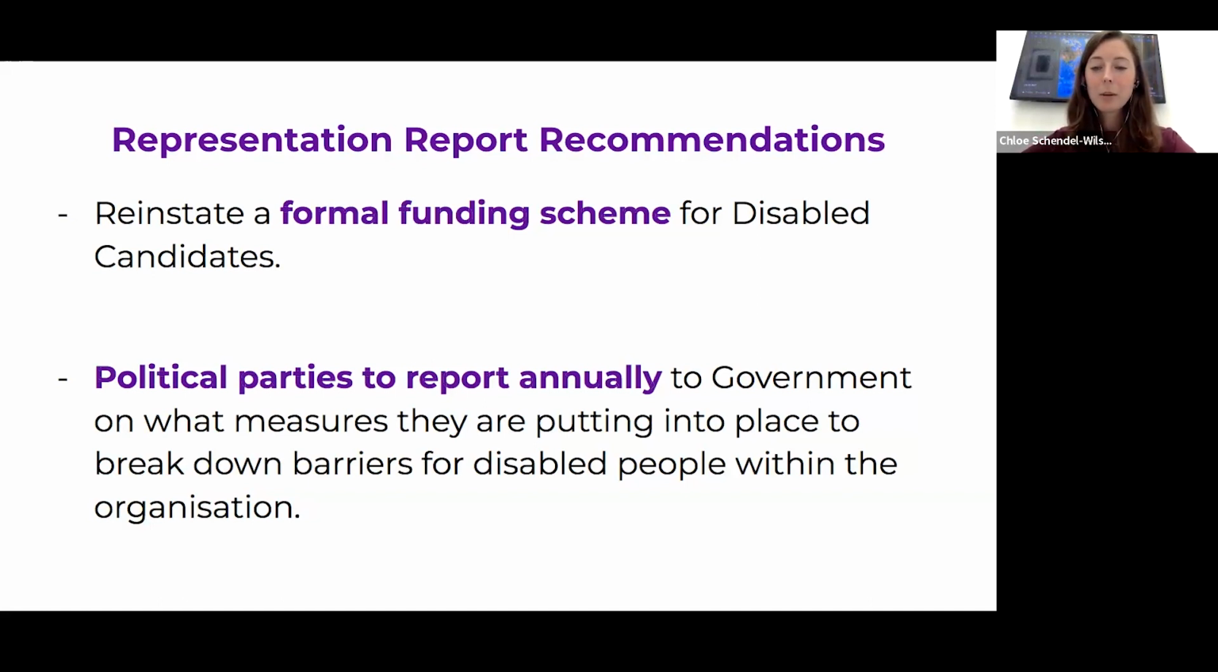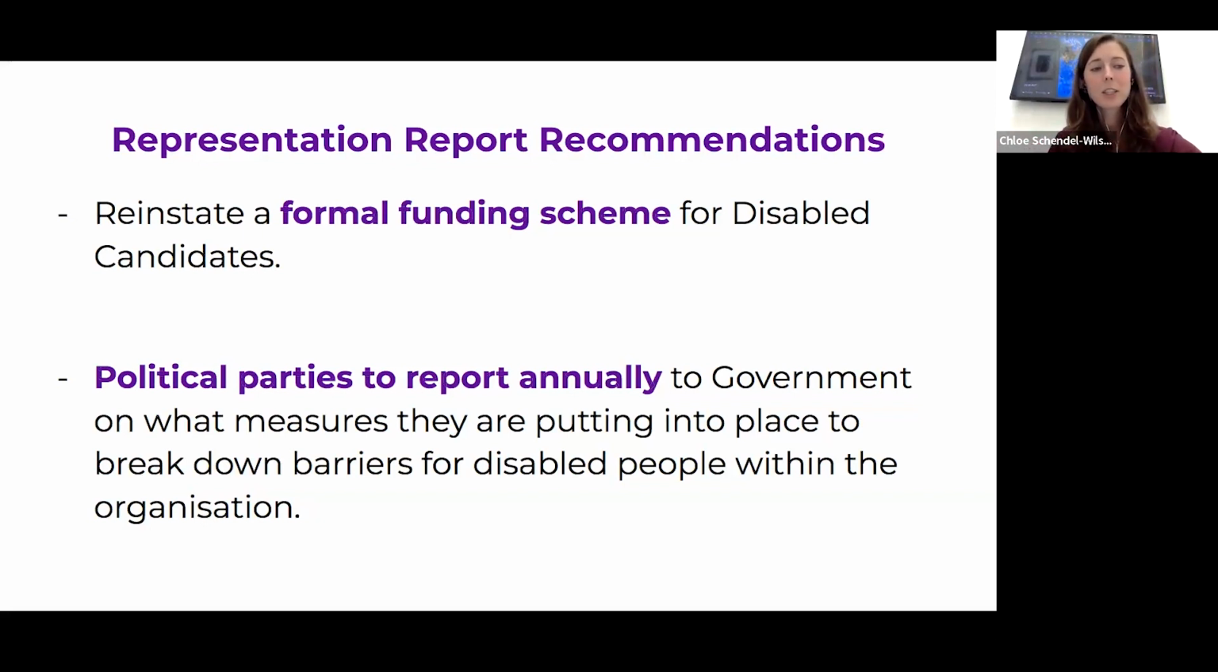And this is a real issue, actually. So the reason why the first fund was scrapped and wasn't reinstated, the line from the government was, we should put the onus on the parties. They're clearly not doing enough. Discrimination clearly goes on in political parties. Parties clearly aren't doing enough to support disabled candidates. But it just didn't seem to happen. But we do think that there should be some sort of level of accountability.